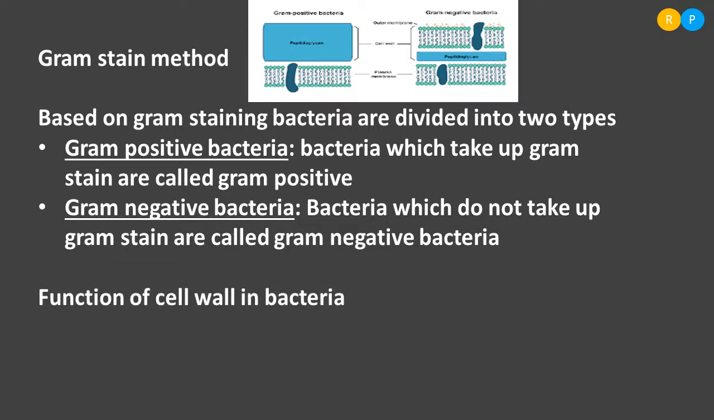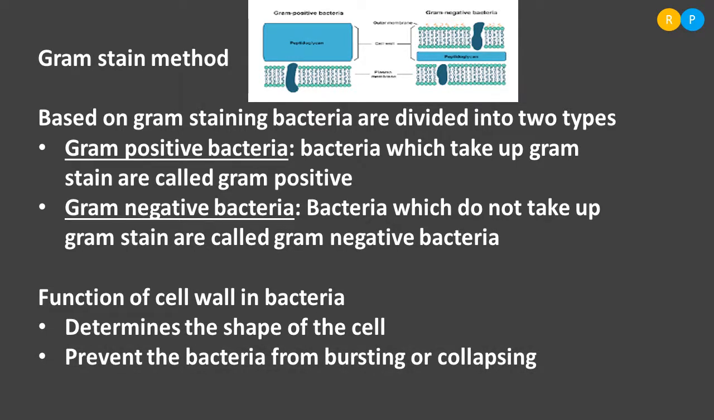Then what is the function of the cell wall in bacteria? As we have seen, the cell wall is giving shape to the cell. So the proper shape of the bacterial cell is determined by the cell wall. Then one more function is it prevents the bacteria from bursting or collapsing. So from internal bursting or collapsing, the bacteria is protected by the outer cell wall. So it will protect the bacteria from bursting or collapsing.